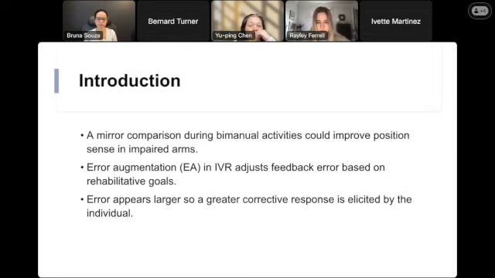And so what this article centers around is this idea of error augmentation, or what I'll call EA throughout the presentation. Essentially, it adjusts feedback error based on rehabilitative settings. People with neuromotor disabilities might not be as sensitive to these small errors in their symmetry. So EA will make those errors a little bit more noticeable, causing the patient to have a greater corrective response, having to reach farther than what they actually need to because of what they see through error augmentation.